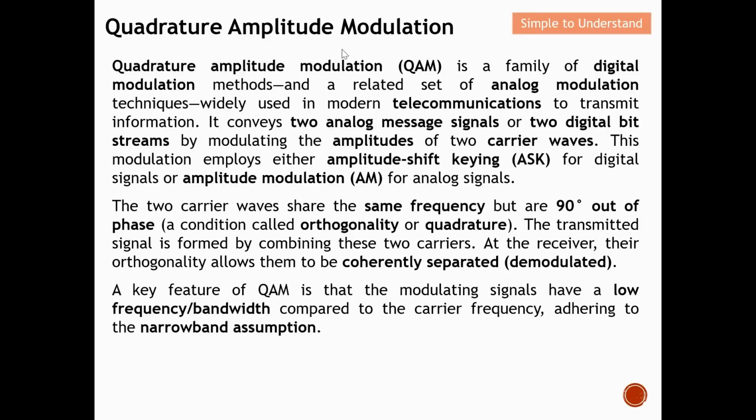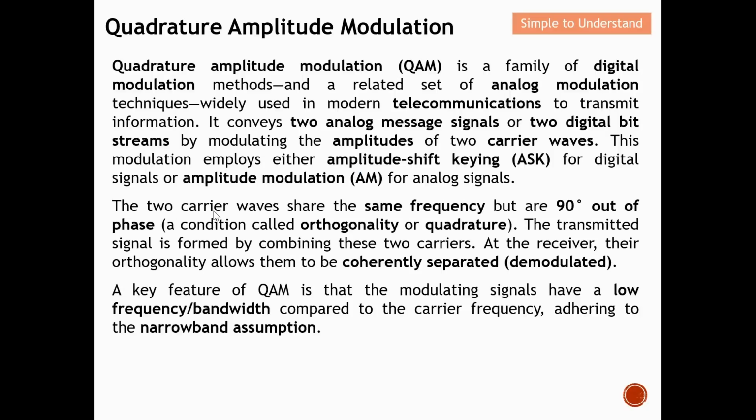Quadrature Amplitude Modulation is a family of digital modulation methods and a related set of analog modulation techniques widely used in modern telecommunication to transmit information. Basically, it conveys two analog message signals or two digital bit streams by modulating the amplitude of two carrier waves. This modulation employs either amplitude shift keying for digital signals or amplitude modulation for analog signals. A lot of work, but later on I will help you to digest this.